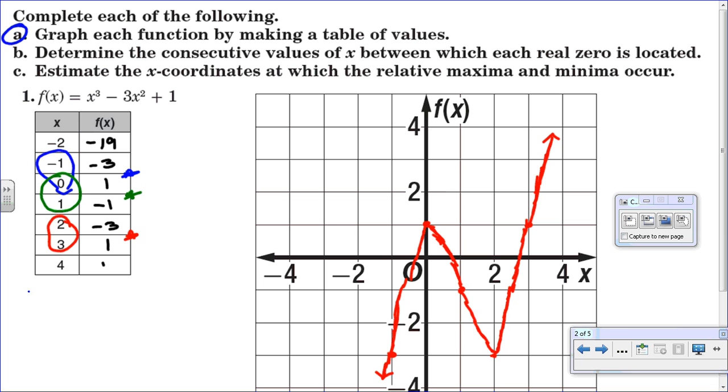Okay, for my maxima, well, here's my maxima. Now, it happens at 0, and the maxima is 1. So my maxima is 1 at 0. It reaches 1 at 0. My minima, of course, is right here, and that minima is -3, and it hits that right here at 2.